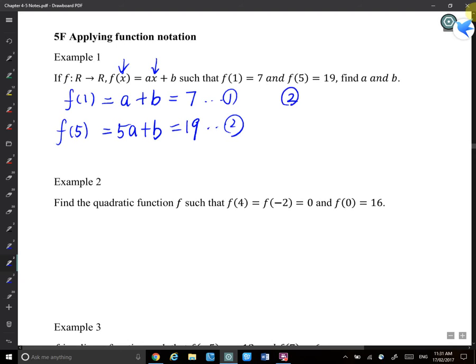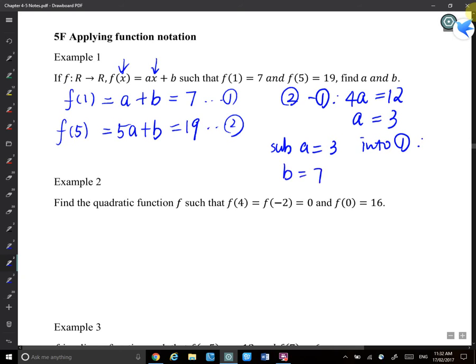I can use number 2 to subtract number 1. I have 4a equals 12, so a will be 3. Sub a equals 3 into equation 1. Then b will equal 7 minus 3, so b equals 4. So a equals 3, b equals 4.